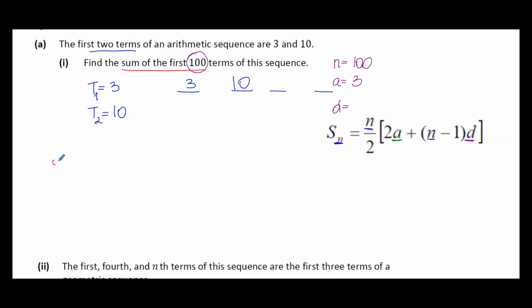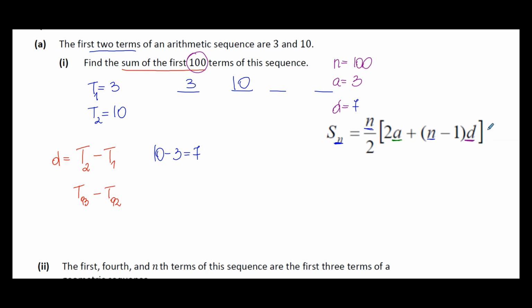However, to find D, we take two consecutive terms. So like in this case, let's say term 2 minus term 1, but it could be term, I don't know, 93 minus term 92. It will give me the same number, two consecutive ones. But here we have 3 and 10, so that means 10 minus 3 will give me 7. Therefore, the value of D is 7.